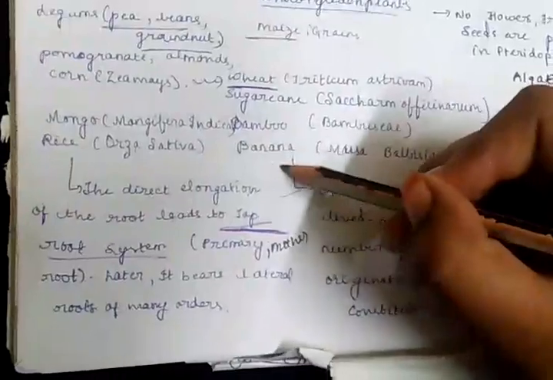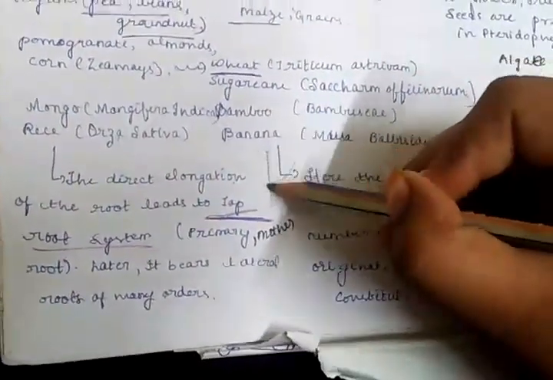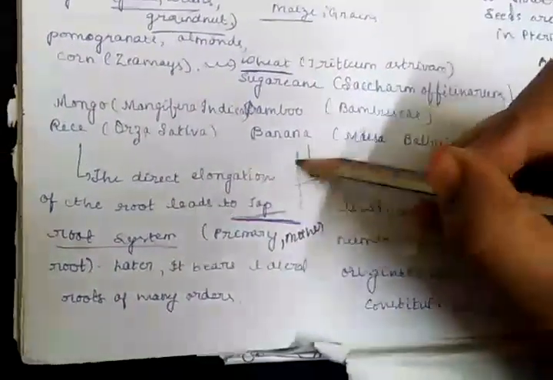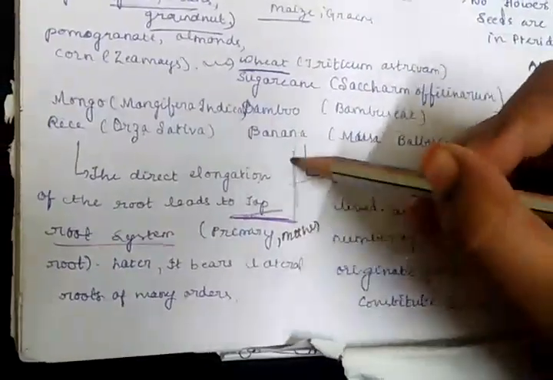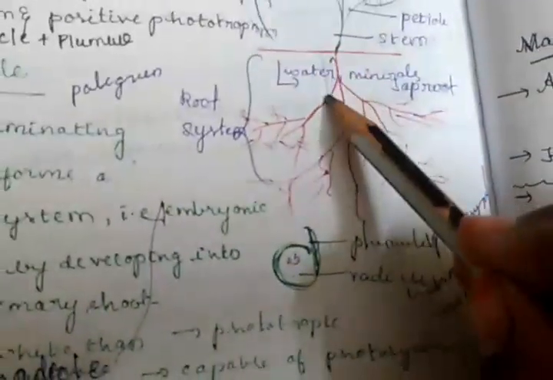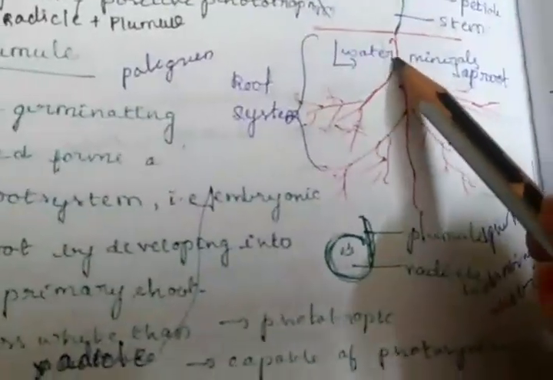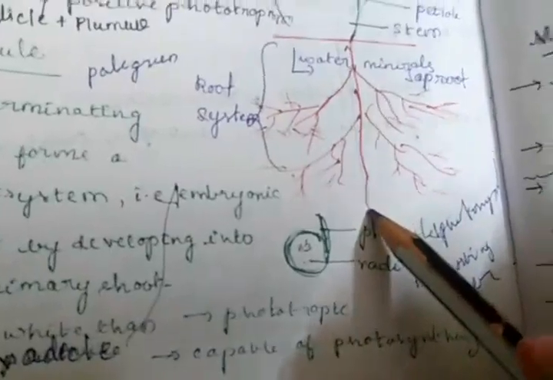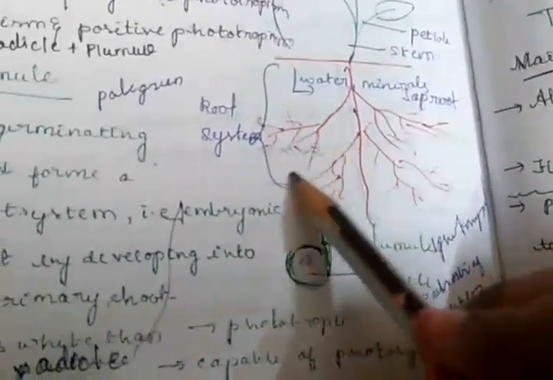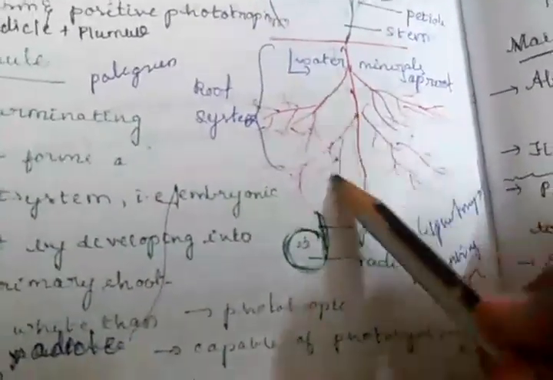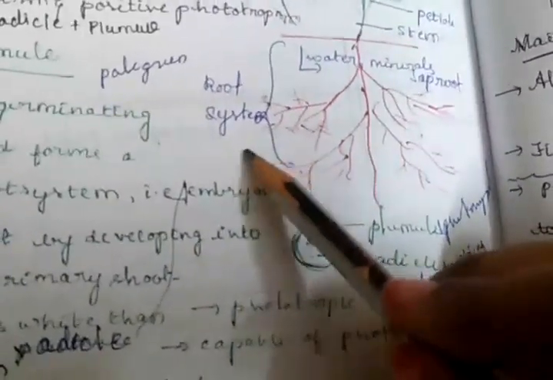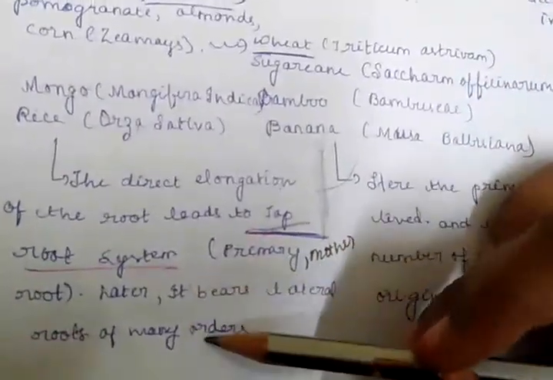Direct elongation of the root leads to the taproot system, that is, it will grow directly in this way. This is called the primary root, and these are lateral roots, which means primary root, secondary root, and these are tertiary roots. Okay. The direct elongation of the root leads to the taproot system.